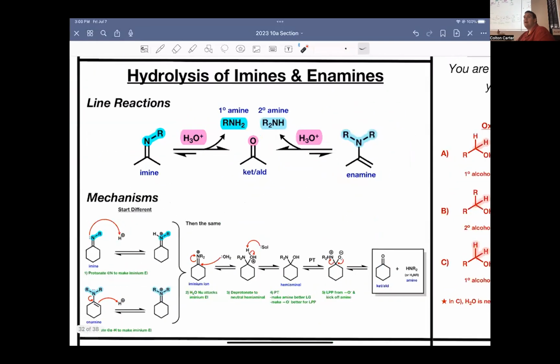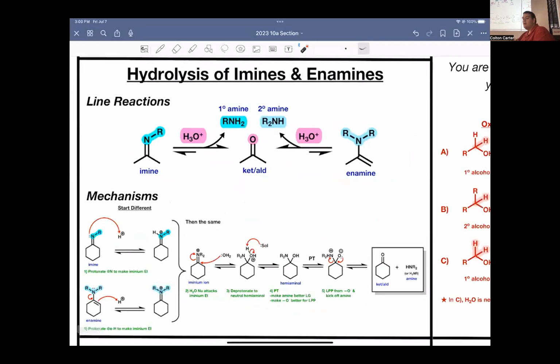Then we need to have the reverse reaction because it's reversible. So the thing that you add to an imine or enamine to break it up and get our ketone or aldehyde and our amine back is you add H3O plus. And the reason why you specifically need to write H3O plus and not just acid is because you need a source of oxygen to form the carbonyl. Because starting off with an imine or enamine, there's no oxygen.